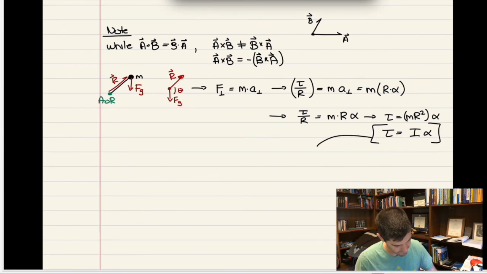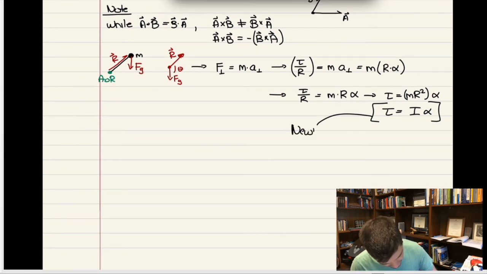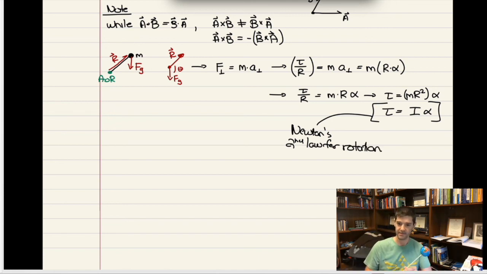And this actually is Newton's second law for rotation. All right, it's an instance of Newton's second law for rotation. The torque on an object results in an angular acceleration, and the relationship between the two is related not by the mass, but by the rotational inertia in this case. So again, like how F equals ma, we now are writing torque equals I alpha.